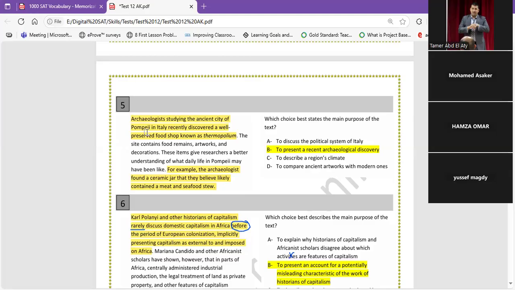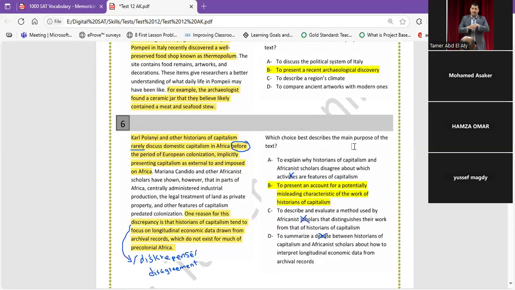So here he said, archaeologists studying the ancient city of Pompeii in Italy recently discovered a well-preserved food shop known as a thermopolium. They discovered a well-preserved food shop. They call it thermopolium. For example, the archaeologists found a ceramic jar that they believe likely contained meat and seafood too. It talks about a discovery that happened in Pompeii. I think this Pompeii was actually buried by a volcano. Let's find. To discuss the political system of Italy, no, he didn't talk about any political system. To present a recent archaeological discovery, yes, he talked about a discovery. To describe a region's climate, he never talked about the climate. To compare ancient artworks with modern ones, he never talked about moderns or comparison.